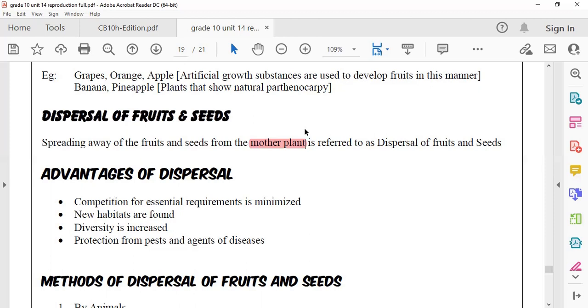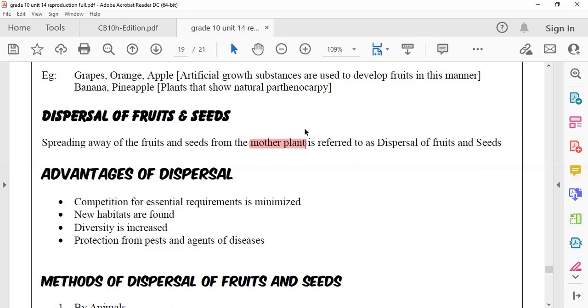By going outside, they are finding new places where they can well grow. That's why you are told new habitats are found. The third one, diversity is increased. When they go to new places, in those places, according to the new environment, new changes will occur in them, and finally new plants will appear. That is increasing diversity. New lots of varieties of plants appearing. That is increasing the diversity.